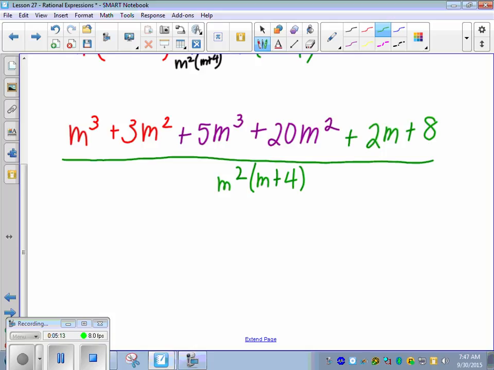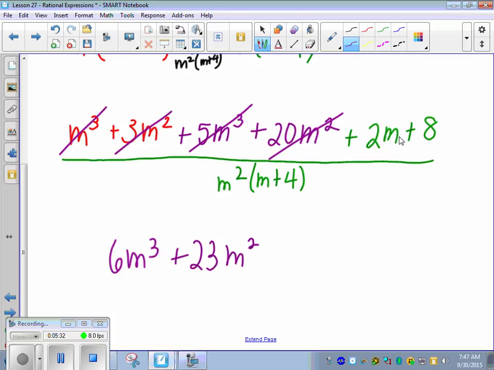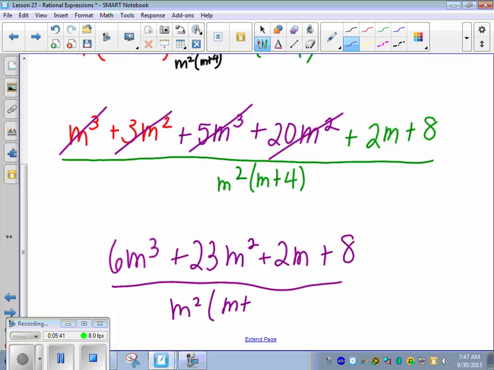Okay. Now we look for like terms in the numerator. So I've got an m cubed plus a 5m cubed. So that's 6m cubed. And then I've got a 3m squared and a 20m squared. Those add together, so that's 23m squared. Then I have a 2m plus 8. No like terms there. Put it all over my common denominator. Okay, and we're good to go. Yep, Ethan?